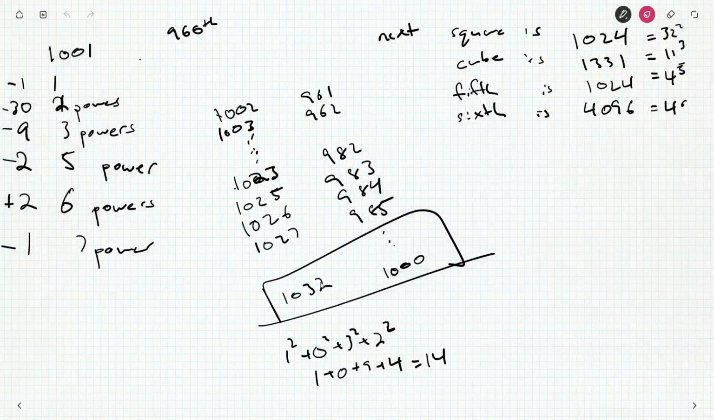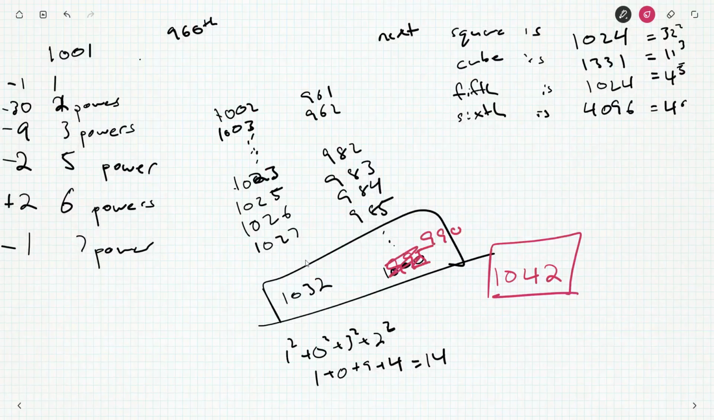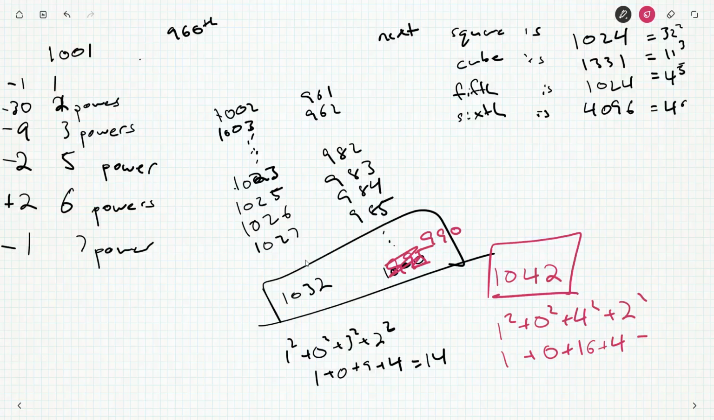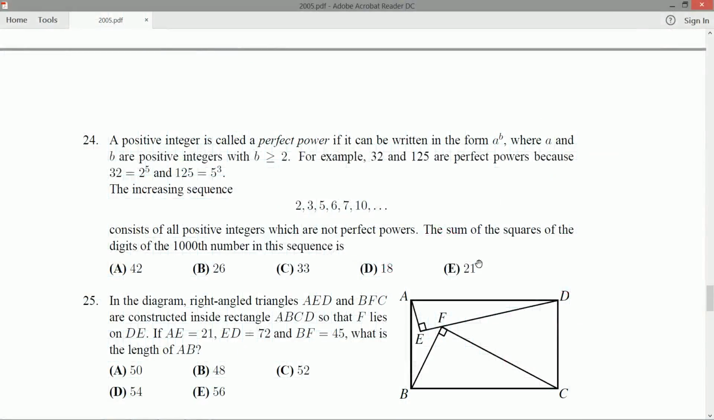Oh, I just went up by 5 instead of 15. So my answer should be 1042, right? Because the next 10 are also not going to be impeded. So he's actually 990, which we just worked out is correct. 10 more to 1042. 1 squared plus 0 squared plus 4 squared plus 2 squared is 1 plus 0 plus 16 plus 4, which is 21. Is 21 one of the possibilities? There it is at the end.